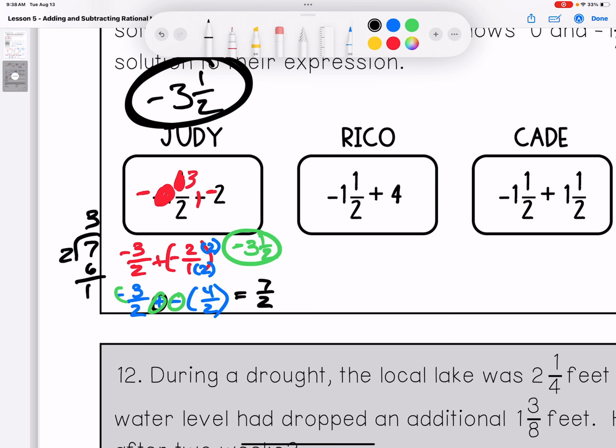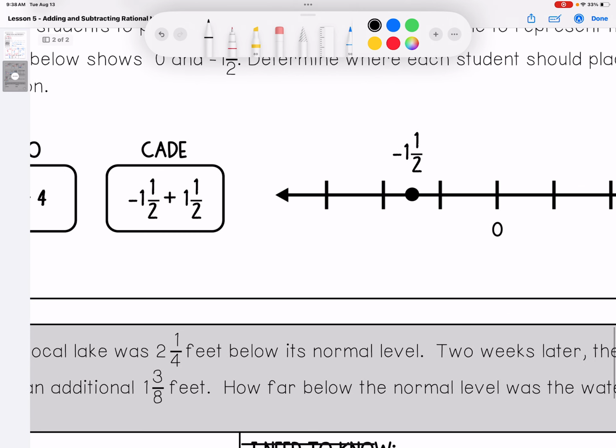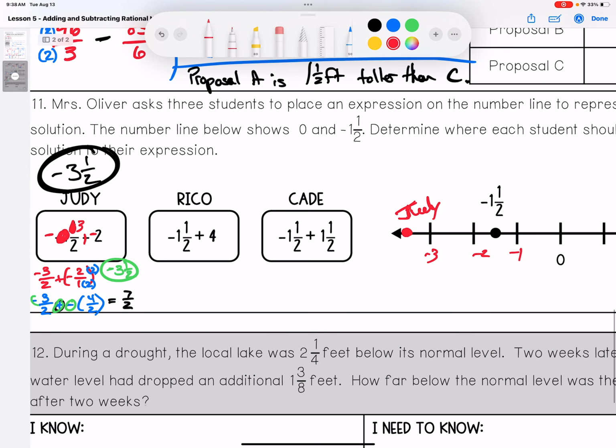Whew. So Judy, now we can go over here on the number line to negative 3 1/2. There's negative 1, there's negative 2, there's negative 3. So Judy would be out here somewhere. There's Judy. Good old Judy. All right, Rico. I'm going to try to separate these the best I can.